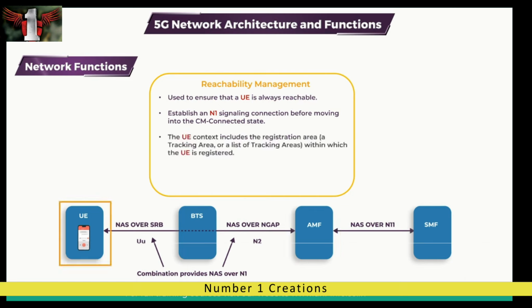The UE context includes the registration area, a tracking area or a list of tracking areas within which the UE is registered. The UE context can also include more specific information regarding the UE location, that is, recommended cells and nodes for paging. UE which are configured to use mobile initiated connection only (MICO) are categorized as being unreachable. These UE cannot be paged and are only able to establish mobile originated connections from the CM idle state.